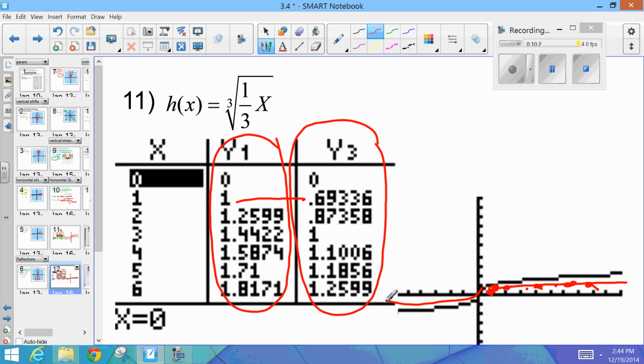So there you go. Horizontal compressions are a little bit harder than the vertical stretches and compressions, but you have to have a vague idea of what it means to be stretched or compressed against both axes. All right, that's it.